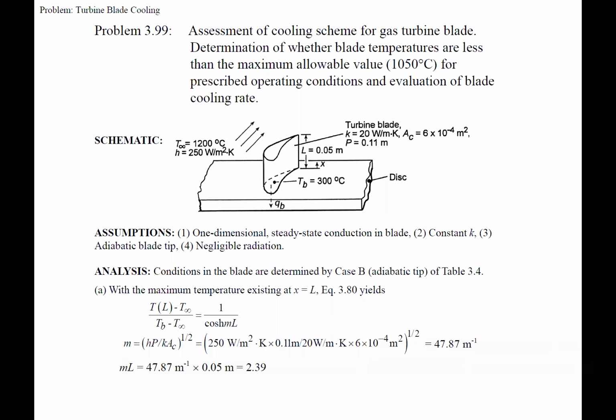Part A is, if the maximum allowable blade temperature is 1050 degrees Celsius and the blade tip may be assumed to be adiabatic, is the proposed cooling scheme satisfactory? And then B, for the proposed cooling scheme, what is the rate at which heat is transferred from each blade to the coolant? All right, so we see the schematic that was given to us.